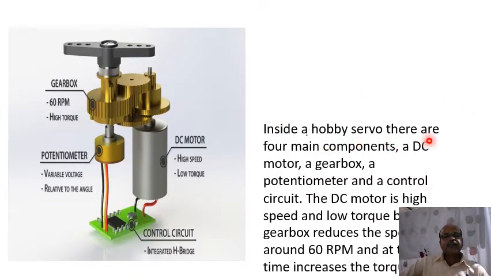Inside the hobby servo, there are four main components: DC motor, a gearbox, a potentiometer, and control circuit. So this is a gearbox, potentiometer, and this is the DC motor, and this is the control circuit. The DC motor is high speed and low torque, but the gearbox reduces the speed to around 60 rpm. This gearbox reduces the speed and at the same time increases the torque.